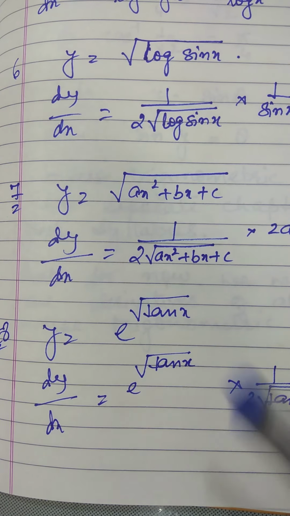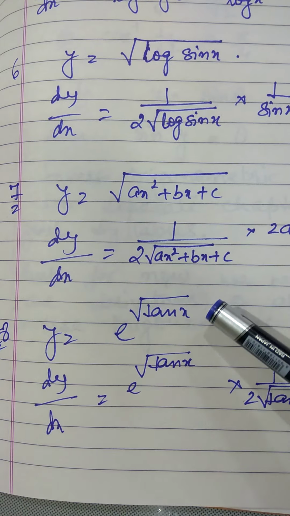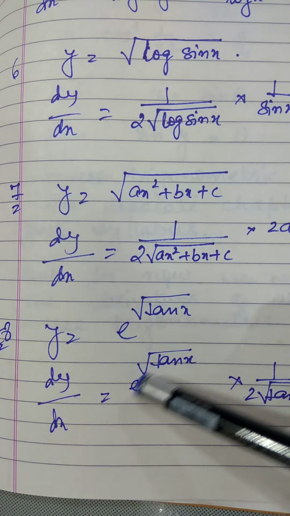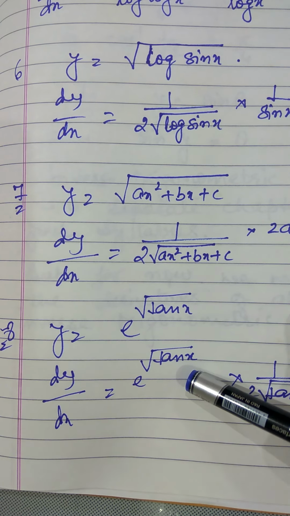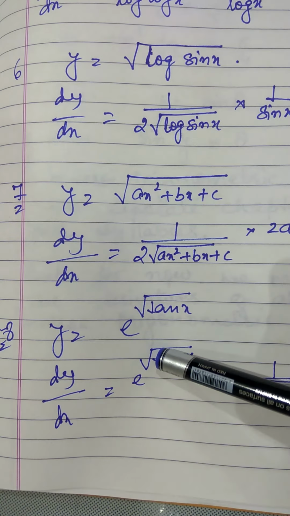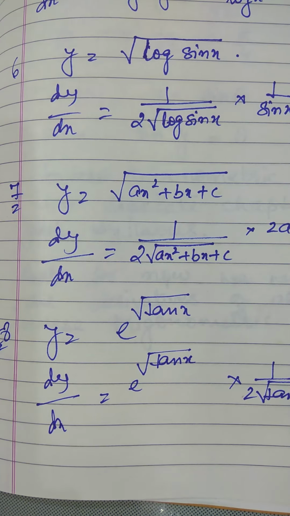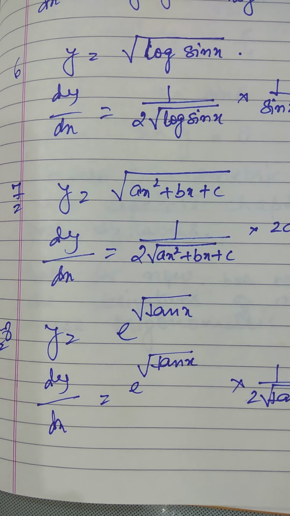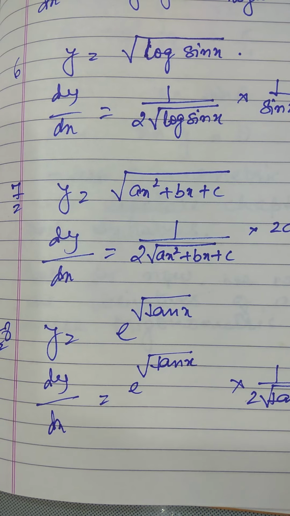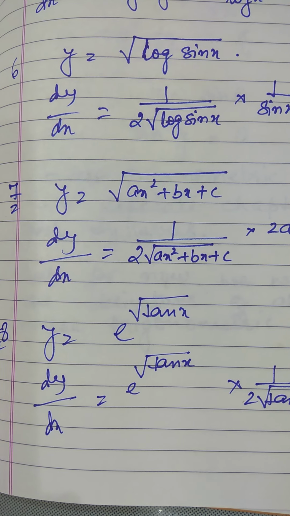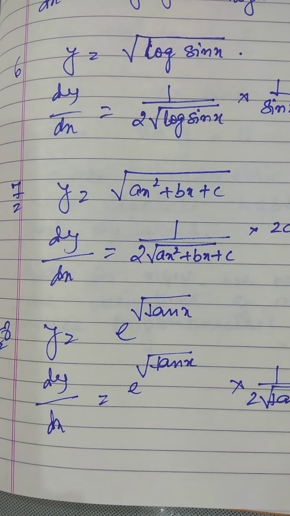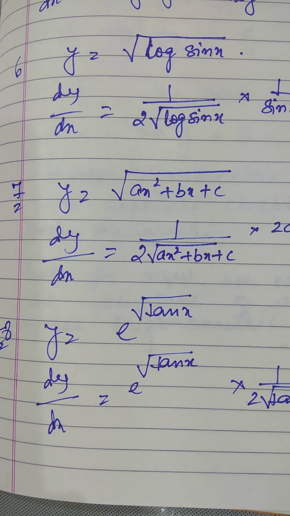Another one, y is equal to e raised to the power root tan x. Then the derivative of e raised to the power root tan x is e raised to the power root tan x. The derivative of root tan x is 1 upon 2 root tan x, and the derivative of tan x is sec square x. This is how we apply chain rule, and that is the rule for differentiation of a function of a function.